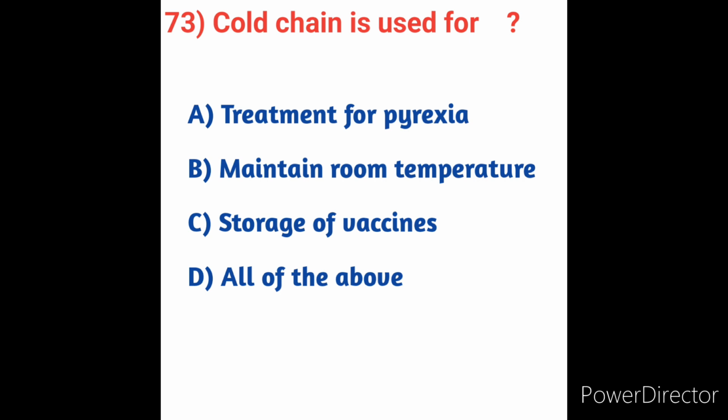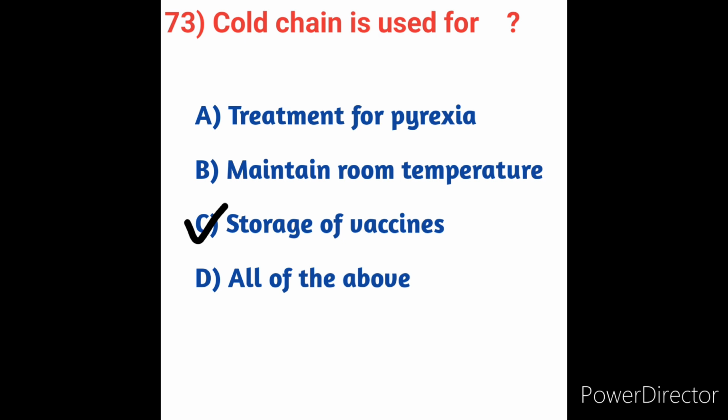to maintain their potency. Examples of cold chain products include pharmaceuticals, vaccines, biologics, lab samples, diagnostic materials, chemicals, food and beverages. So here the cold chain is used for storage of vaccines. Option C is the correct answer.